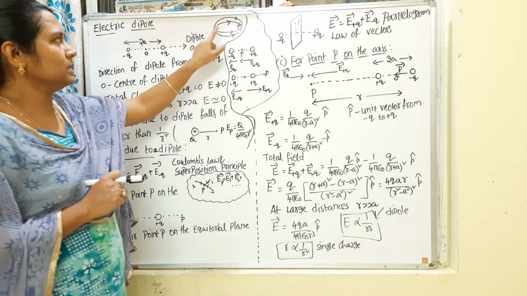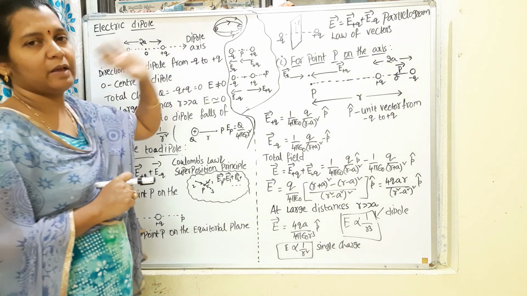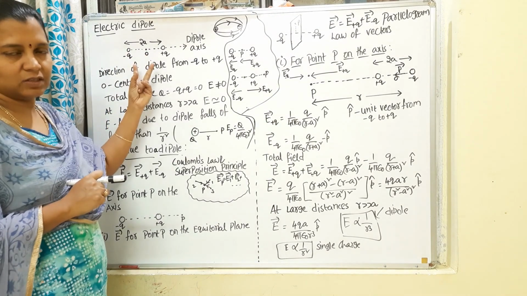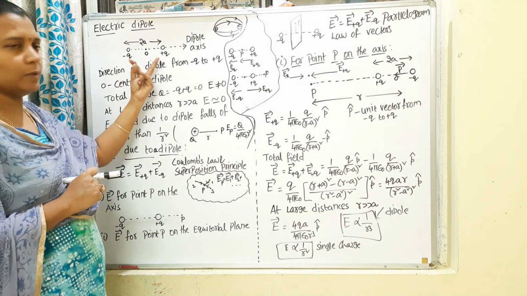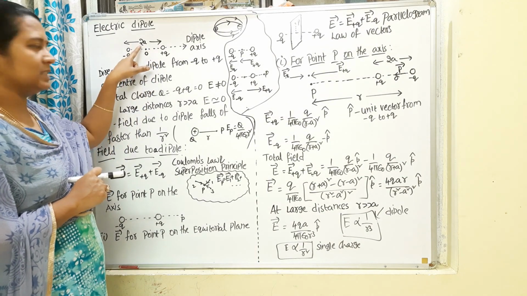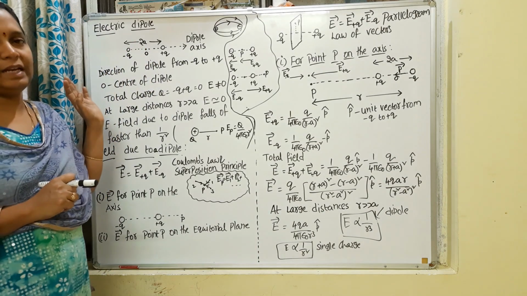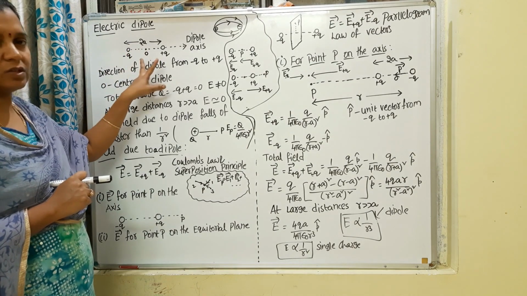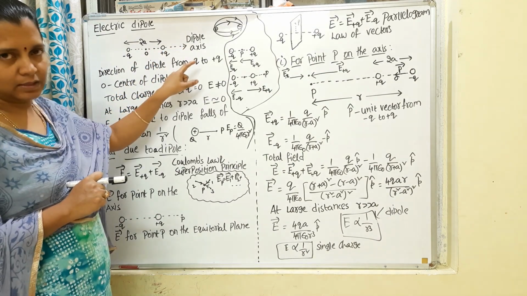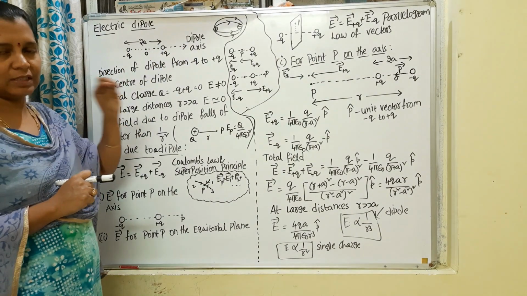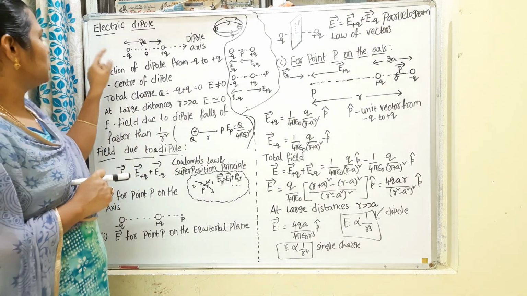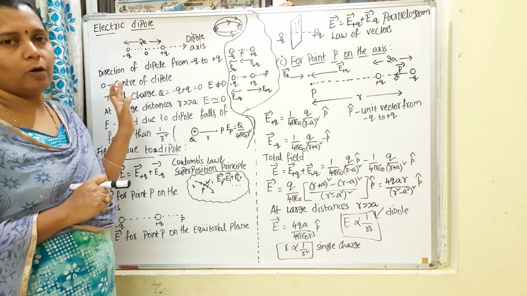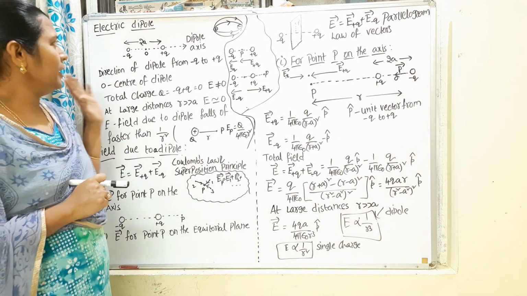So first of all, what is meant by an electric dipole? A pair of charges of equal magnitude and opposite polarity separated by a distance 2a is called an electric dipole. The line joining the two charges is called the dipole axis. The convention is that the direction of the dipole is from minus q to plus q. This is the convention followed for giving the direction of a dipole.